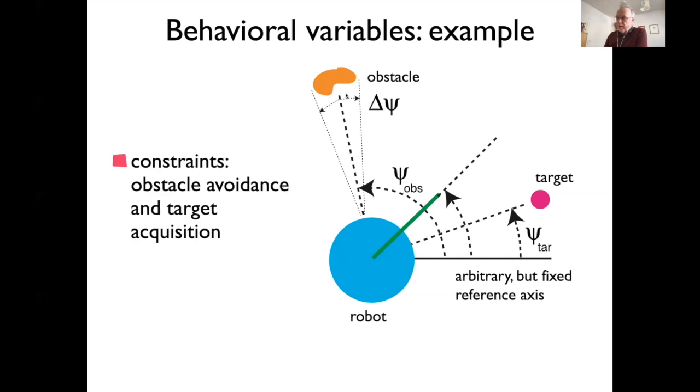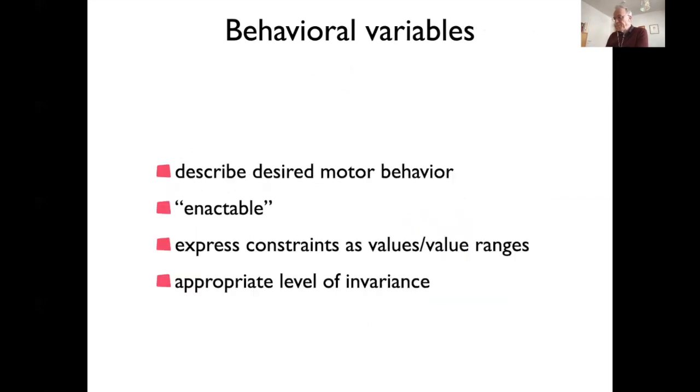If you have some idea about the size of the obstacle, you might have to add something on the left, on the right, so as to make sure that your vehicle wouldn't touch the obstacle if it were somewhere close there. So that's one feature of these variables, or you could say it's a good variable for planning behavior, in that it expresses constraints as values or ranges of values.